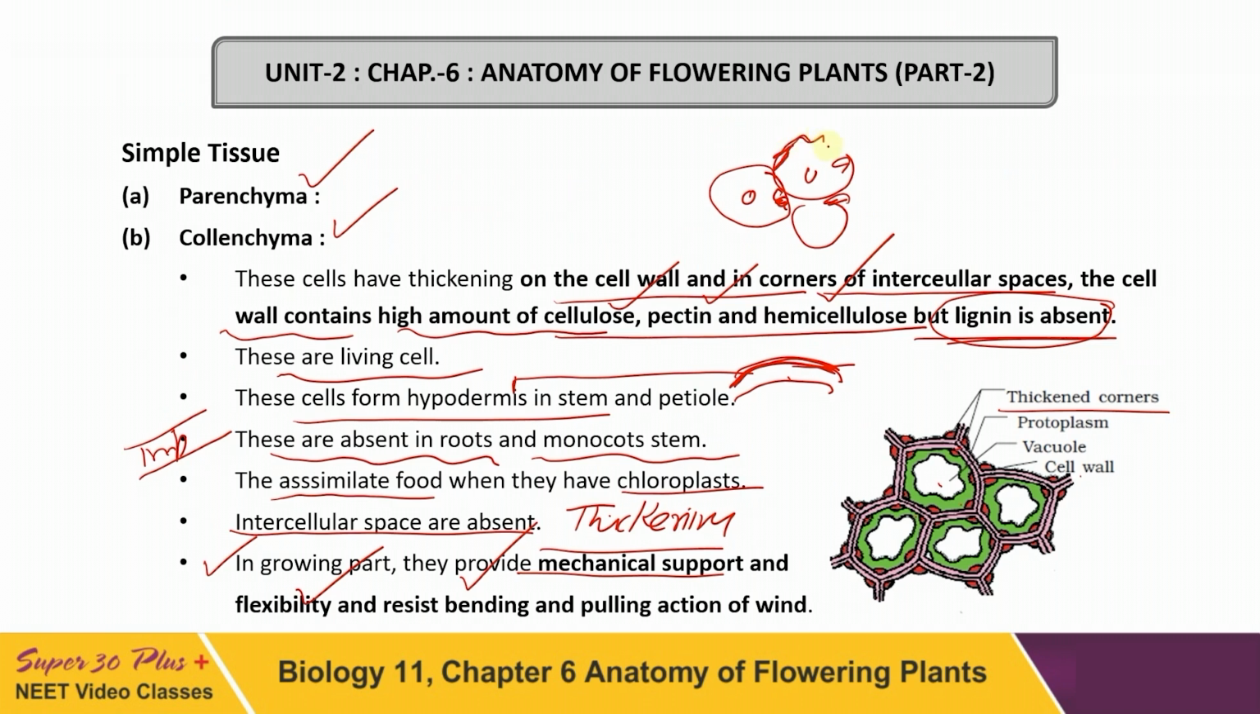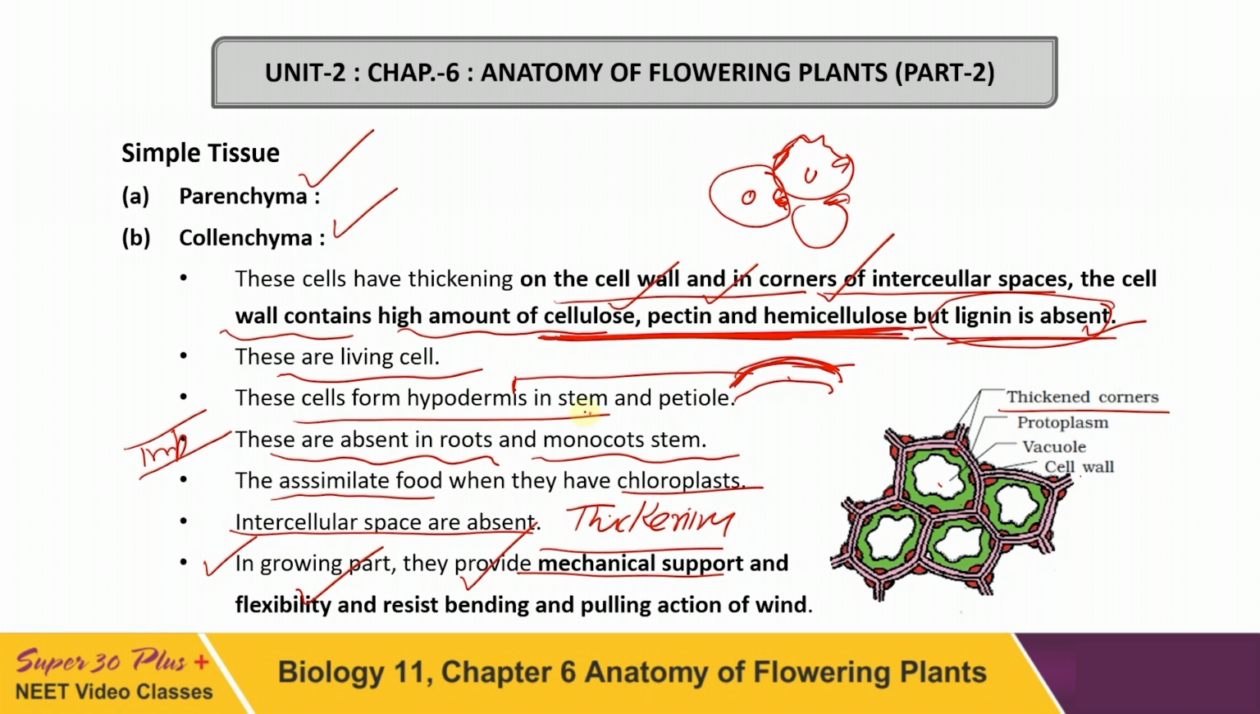The corners have become thickened. The thickening is not because of lignin. It is because of cellulose, pectin and hemicellulose. Important point you have to remember. These are found just below the epidermis, that is hypodermis.